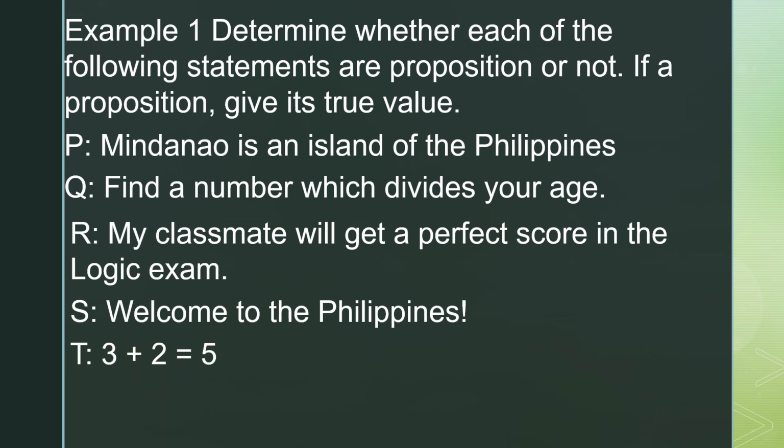The proposition T: 3 plus 2 equals 5. Obviously, 3 plus 2 equals 5 is a true mathematical sentence. But is it a declarative sentence? Yes. To see this, note that you may read it as the sum of 3 and 2 is 5, which is clearly a declarative sentence. Therefore, T is a true proposition.